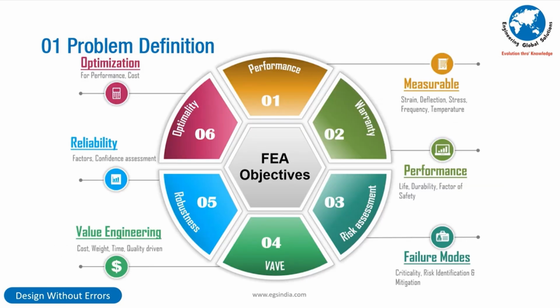Now, when we are taking the problem definition into consideration, what are we going to look at? These are the 6 headline parameters we need to concentrate upon. The first one is the data that we are going to take out of it, measurable data such as strains, deflections, stresses, frequency, temperatures, CD values, so many different things which come out of the finite element or the CFD analysis. Which are the measurable parameters? Why am I measuring those? What am I going to do with those parameters? We need to be very clear.